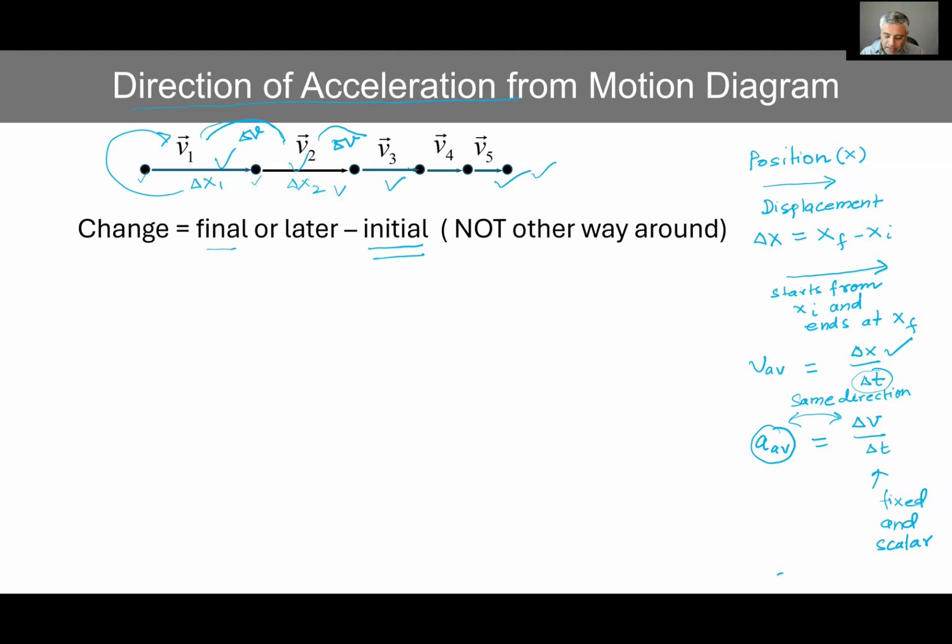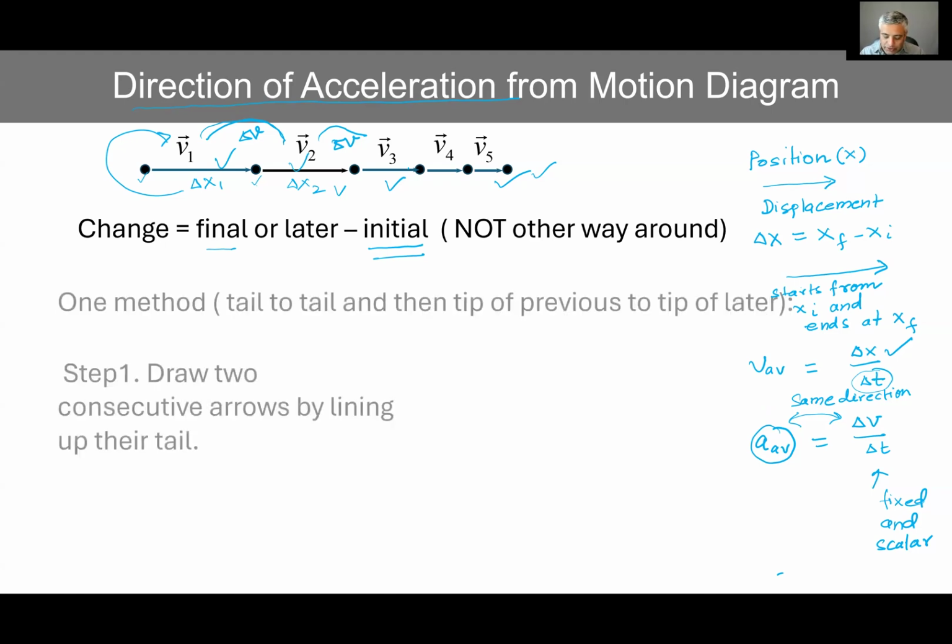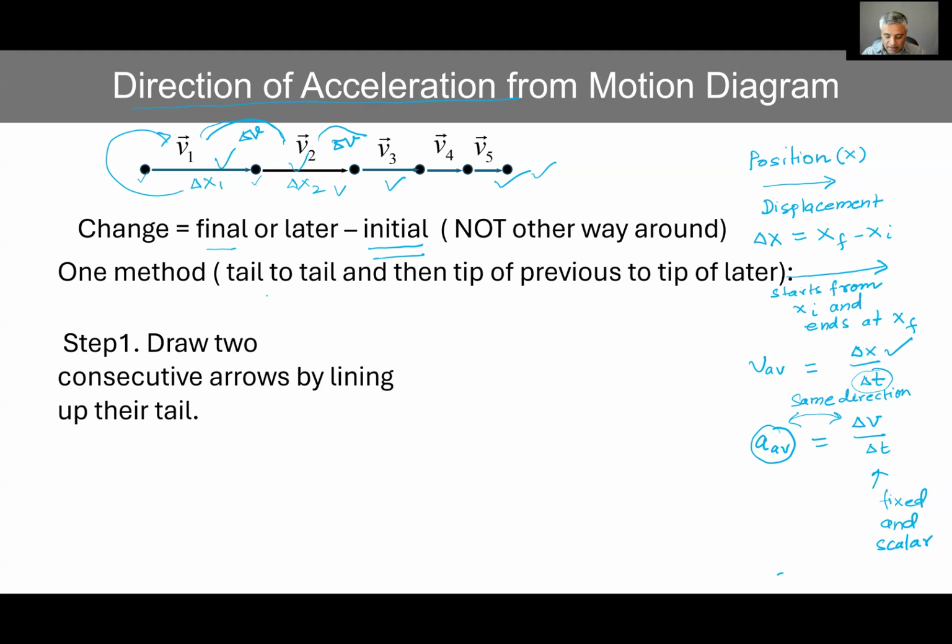So how do we do that? I like to call it tail to tail and then tip to tip in short. But we have to be careful here. Tip of previous, which means initial, to tip of final, let's say. Later means final. And remember, whichever two we decide, the previous one is going to be initial, and the next one is going to be final.